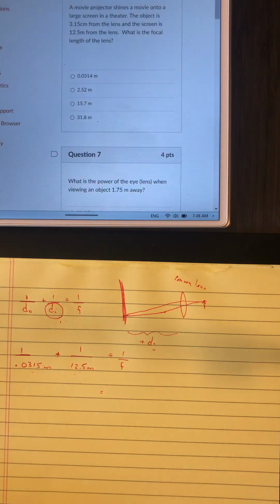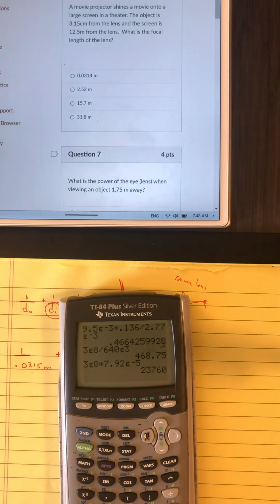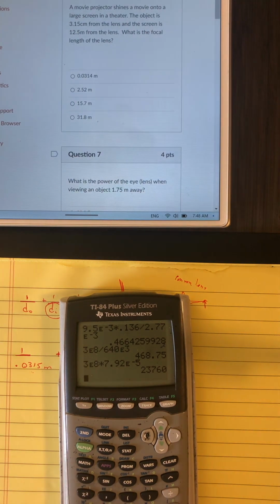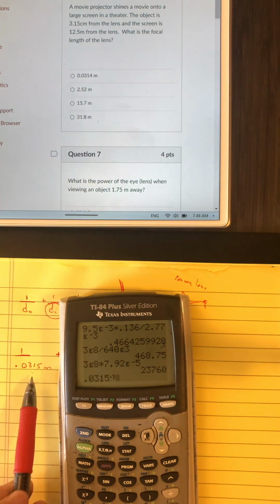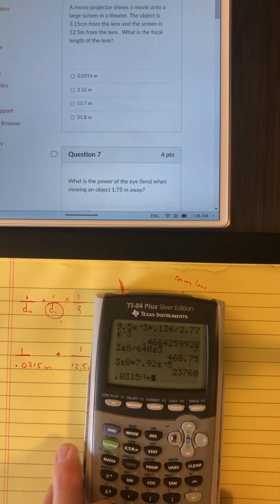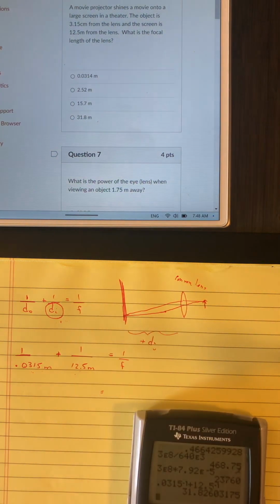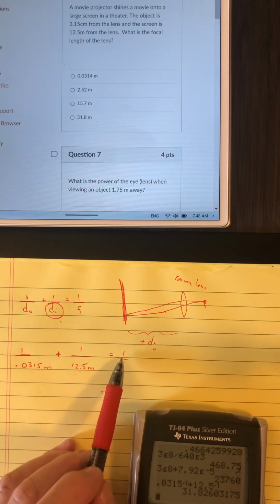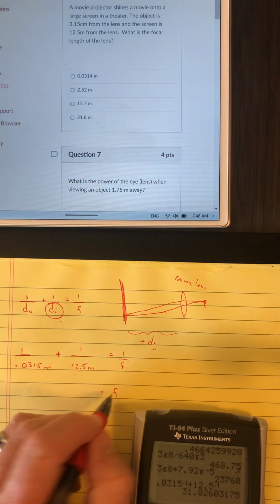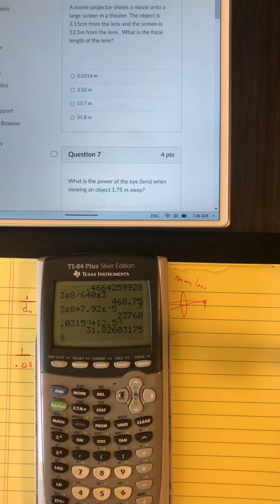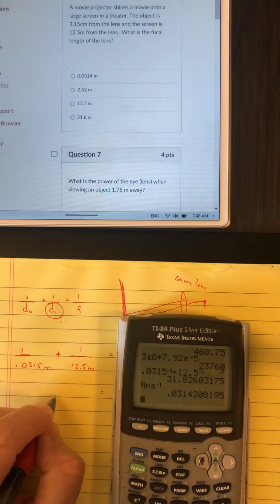But now we've got a little bit of math to do. There are different ways of doing this on a calculator. Let me do what I'll call the more advanced way. Instead of just going 1 divided by, I like to do the 0.315 and hit the reciprocal key, and then add that to the 12.5 reciprocal key. If I hit enter, I get those two added together. Now that doesn't quite equal F. To get F, I need the reciprocal of that.